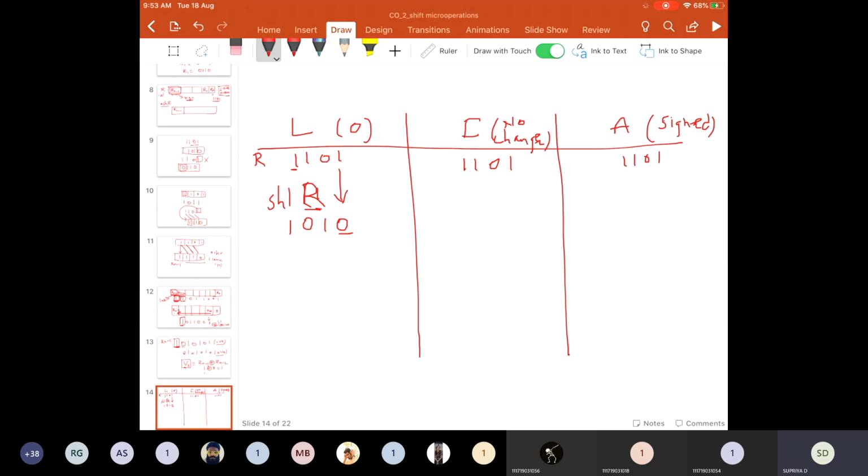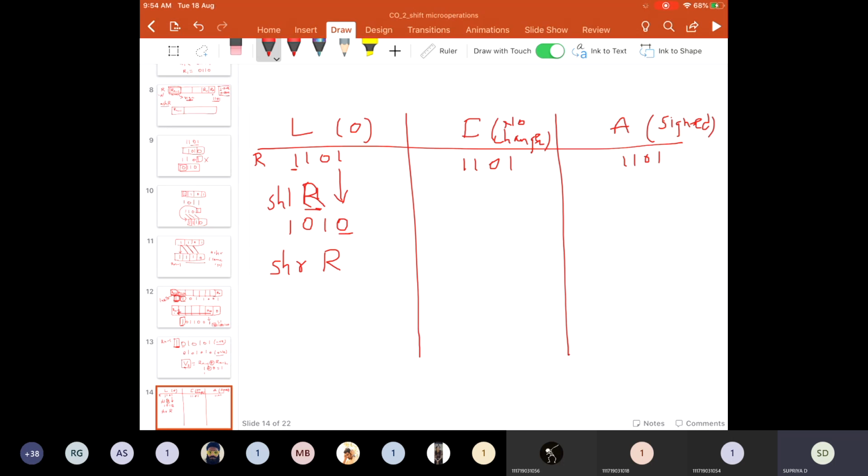This is the name of the register R. If you want to perform the logical shift right, it is represented by SHR, the shift right operation on register R. It can be A, B, C, R, whatever register you are using. Shift right register R.